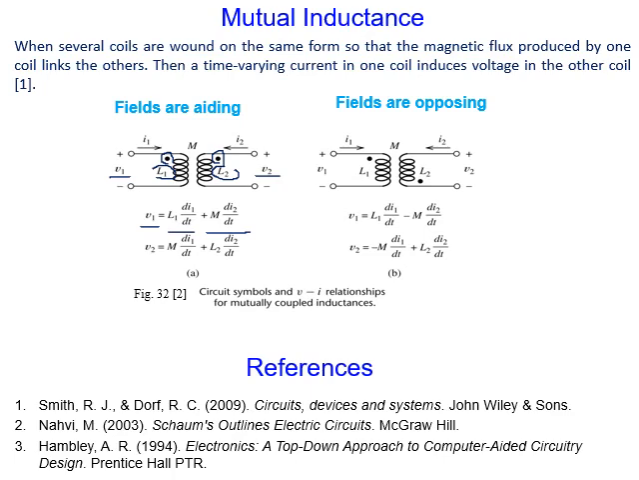The same thing can be applied here for v2. v2 equals L2 di2 over dt, but we add M di1 over dt, which means the effect of the mutual inductance from L1 on L2. Now, if the solid points are in the opposite direction, then we subtract. You see here, minus, minus.